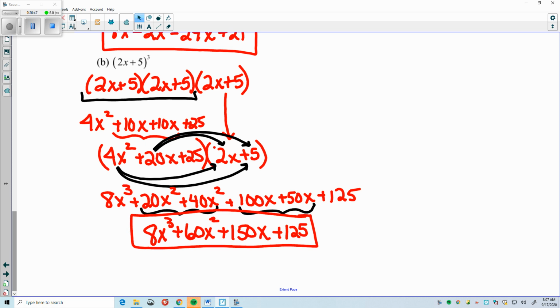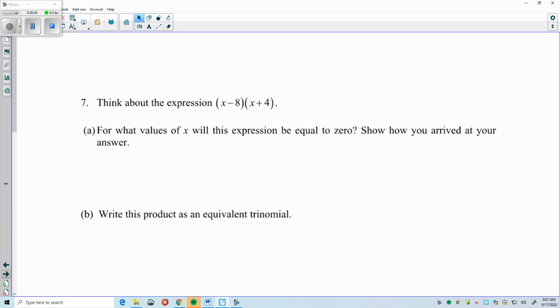Okay. We are going to go to our last question. This is a little bit more of a thought question. So it says, think about the expressions. For what values of x will this expression be equal to 0? All right, so if I want this to be equal to 0, I'm going to force this guy to be equal to 0, because right now it's just an expression. Difference between an expression and an equation: an equation, you have an equal sign. This is an expression. But I want this to be equal to 0, so I'm going to set it equal to 0.